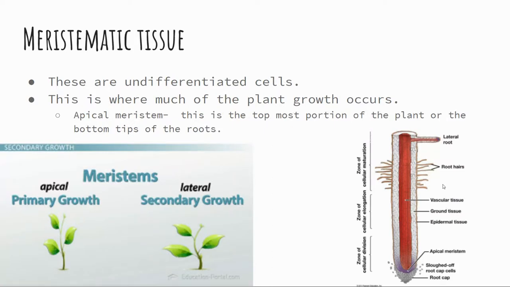Meristematic tissues are undifferentiated cells. So the best way to talk about this is this is where we're going to see a lot of the new plant growth, primarily at the apical meristem, which is the topmost portion or the bottommost tip of the roots, which are where your new growth is going to occur. We'll talk about primary and secondary growth more in just a minute, but primary growth is growth up and down, so to speak, and secondary growth is more lateral or outward growth.